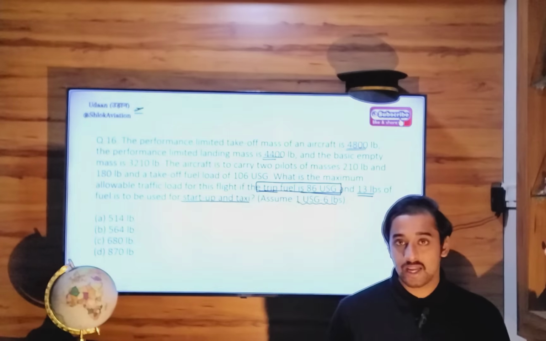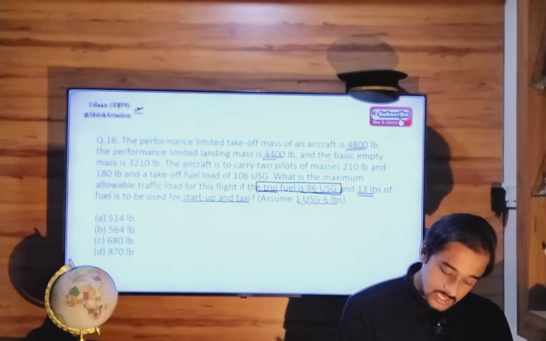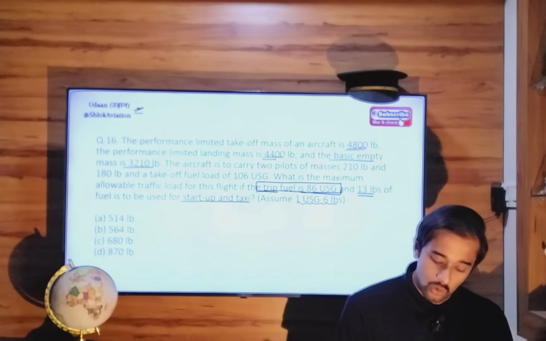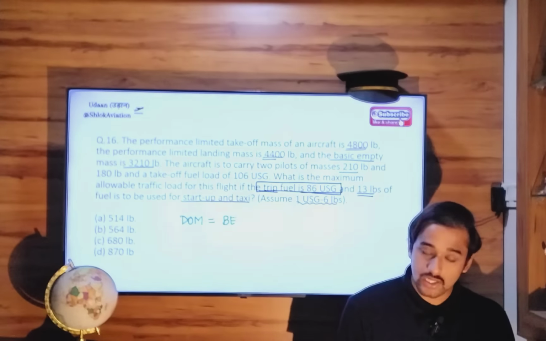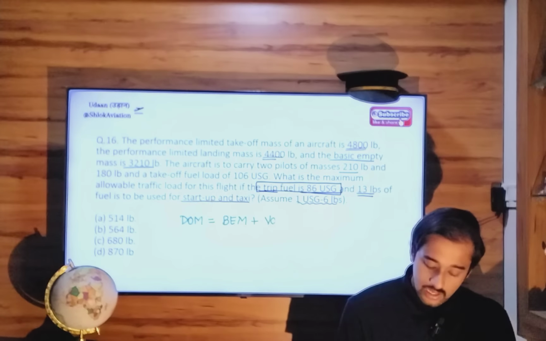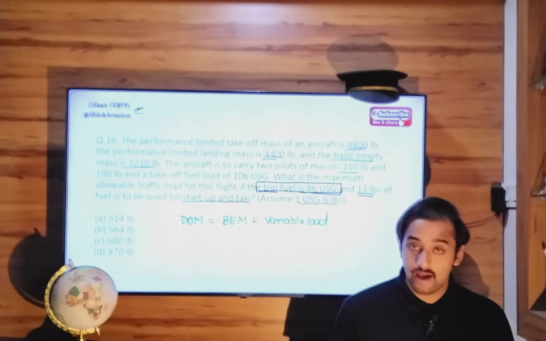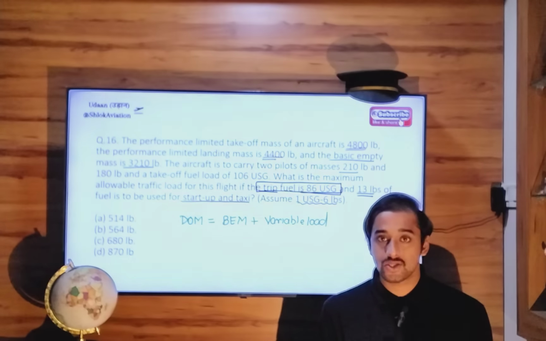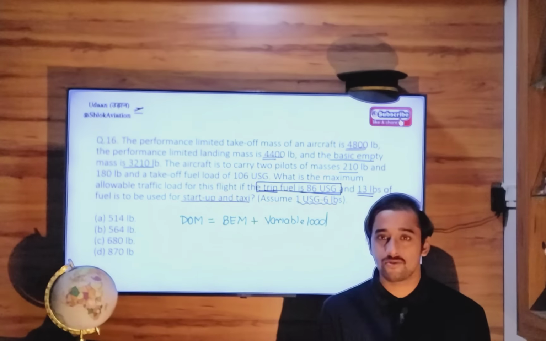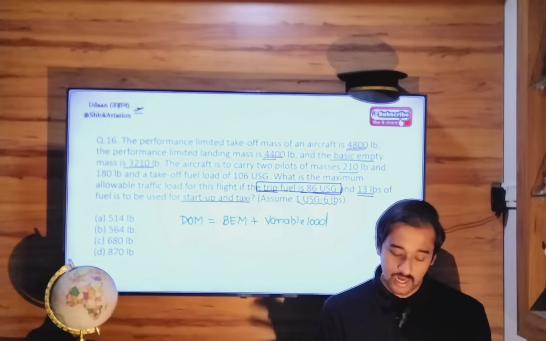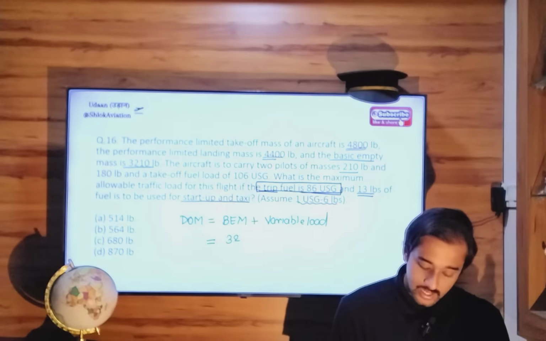So now here the dry operating mass is not given to you directly. They have given you basic empty mass and variable load. Now what is DOM? Dry operating mass is your basic empty mass plus variable load. In this variable load you have the load of your pilots, after that catering, food, water, something like that. So that is variable load. So substitute the values. Basic empty mass is 3210.